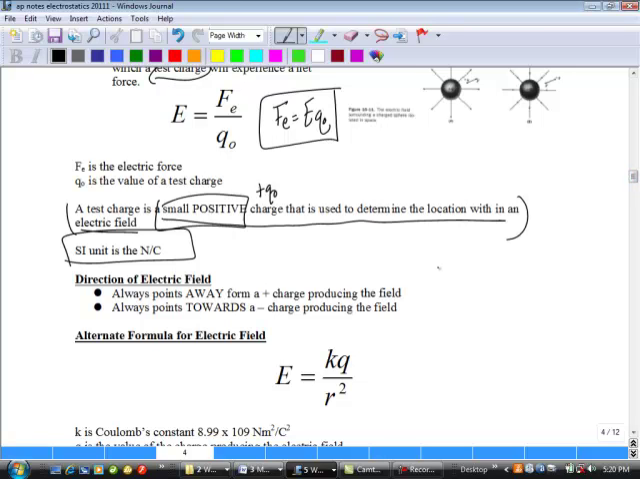The way we do that is if we have a positive charge and we put a positive test charge, what is positive and positive going to do? It's going to repel. So my electric field will point away from a positively charged object. If I have a negative charge producing the electric field, put a teeny tiny positive test charge in there, negative and positive, my electric field will point that way. So it will point towards that. So again, away from a positive charge, towards a negative charge.